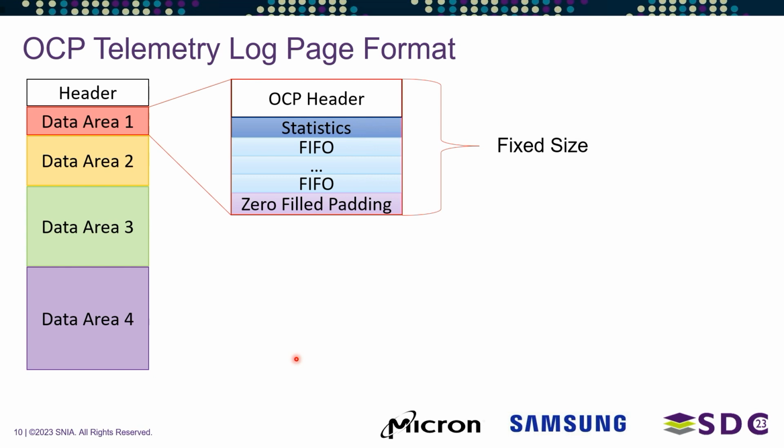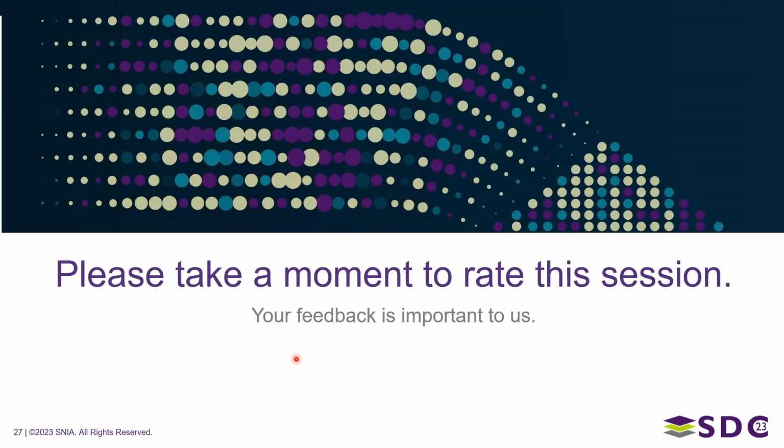Statistics is just a variable. You can dump a variable. Okay, variable sized, and we'll talk more about it. And then you can have 0 or more FIFOs. There's going to be a maximum number of FIFOs that's available to be reported overall, but those are going to be just the ones that are in data area 1. If you don't use the full size, you will have a 0 padded at the end.